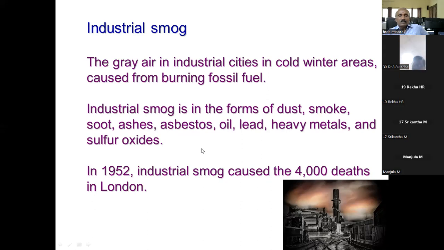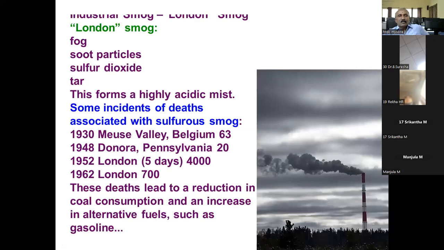So when people, without their awareness, started moving around and inhaling these spores, they died. More than 4,000 people died in the year 1952. That is why it is also referred to as the London smog or industrial smog. It was first reported in 1952 and subsequently in 1962, also in the same area, that is in London, where it claimed the lives of about 700 people.